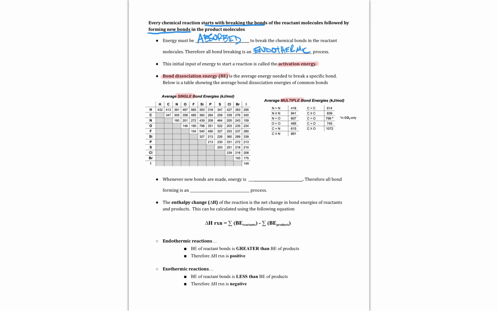We know that whenever new bonds are made, energy is released. Therefore, all bond forming is an exothermic process. The enthalpy change of the reaction system is just the difference between the energy absorbed by the reaction system to break the bonds in the reactant molecules and the energy released by the reaction system when forming new chemical bonds. We can calculate this delta H by simply taking the sum of all the bond energies of the reactants minus the sum of all the bond energies of the products.